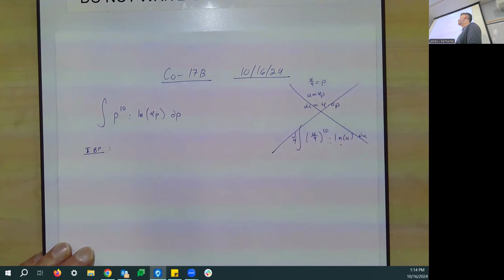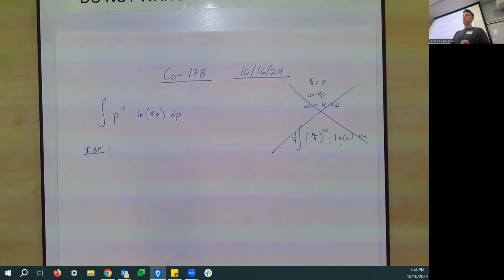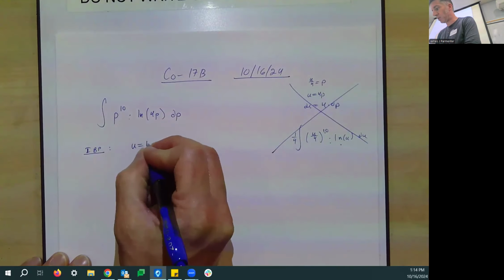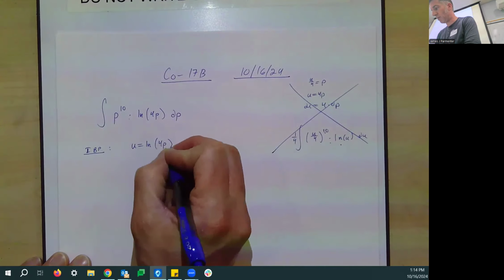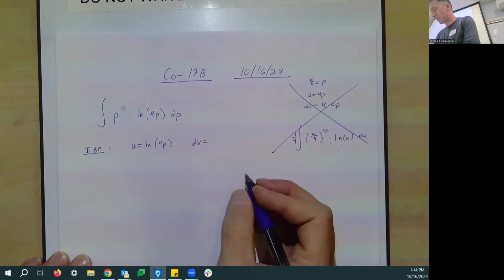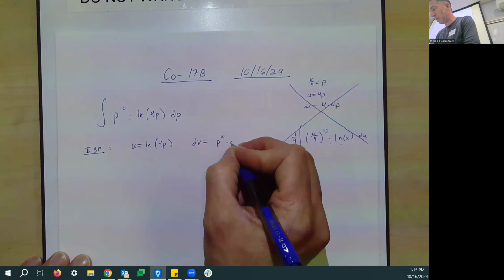And I feel like this is one where people really want to choose the wrong thing for U. It feels so normal to choose U equal to x to the 10th or p to the 10th, or whatever your thing is raised to a power. And that's the right choice unless there's a logarithm. So if you're doing integration by parts and you see a logarithm, that should almost always be the thing you're picking equal to U. So here, our U should equal the natural log of 4 times p, and our dv should be the rest, p to the 10th times dp.